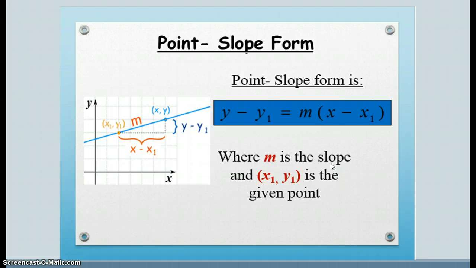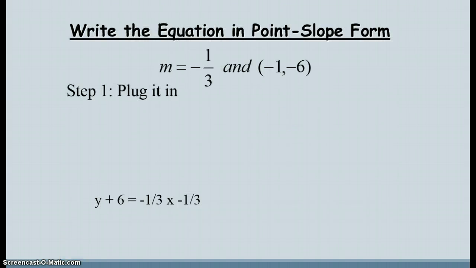So we're going to see the point-slope form. Point-slope form is y minus y1 equals m times (x minus x1), where m is the slope and (x1, y1) is the given point. All right, remember our coordinates, the ones that we have here. And again, this m means the slope. Okay, so how do we calculate it? So write the equation in point-slope form.